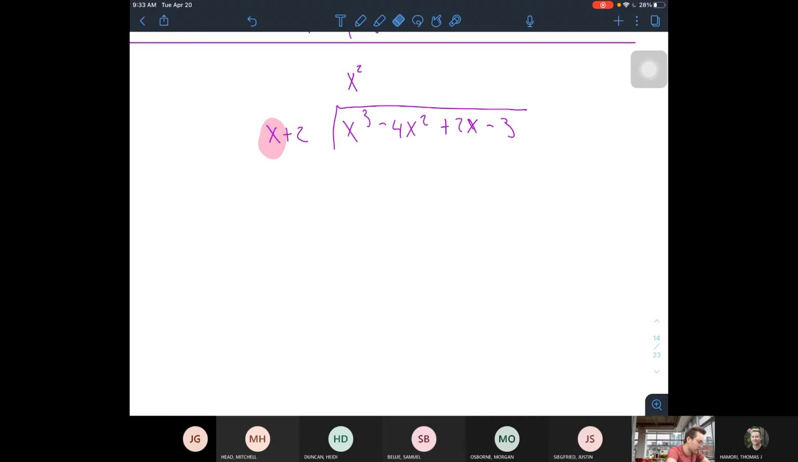Okay, now what we're going to do is subtract from the inside x squared times our divisor. So in our case, we subtract x cubed plus 2x squared. And you can see that this x squared was chosen so that when we multiply it times our divisor, the result will be the term needed to cancel out that x cubed when we subtract it.